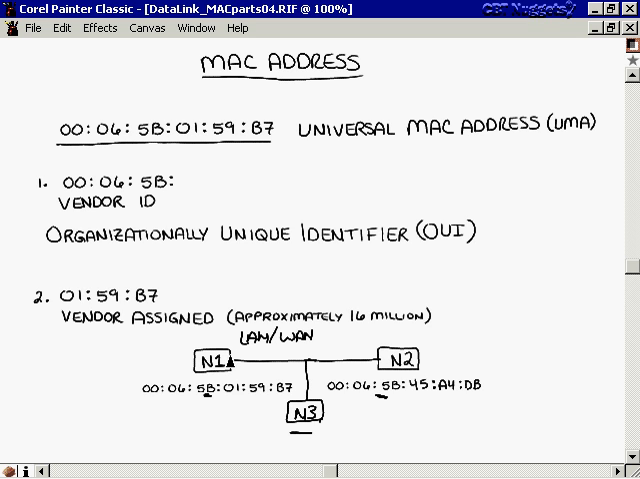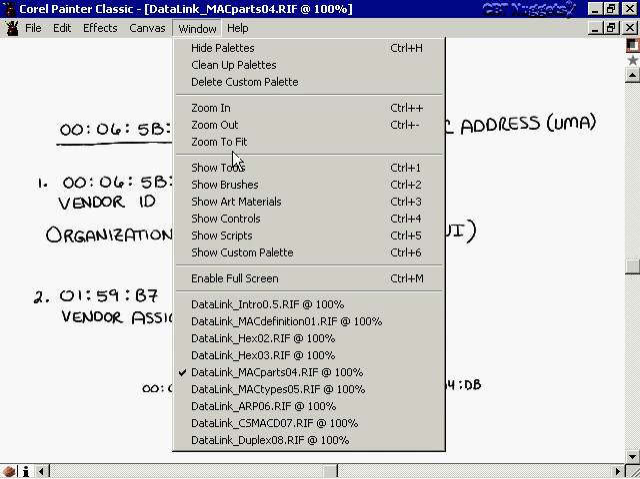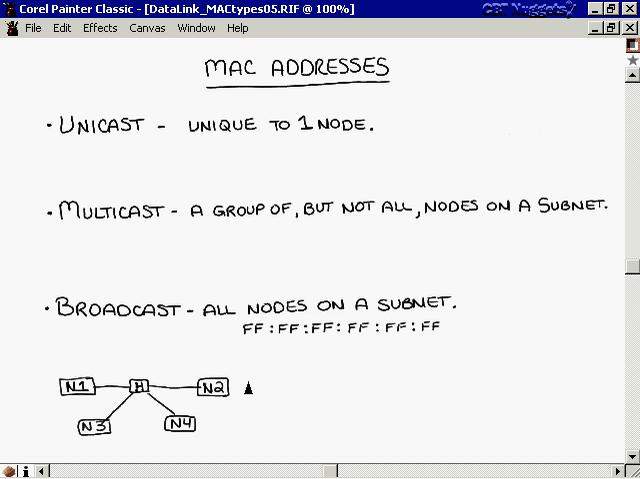So it would mean that N1 would have to talk to N2, pass the information, close that connection, and then talk to N3, pass the information, and close the connection. Fortunately, this isn't true. Let's look at why. There are different types of MAC addresses. The first is a unicast, and what we've covered so far. Its definition being a unique MAC address to one node.